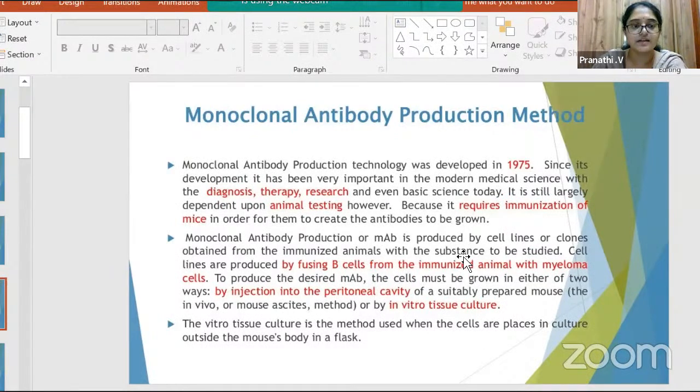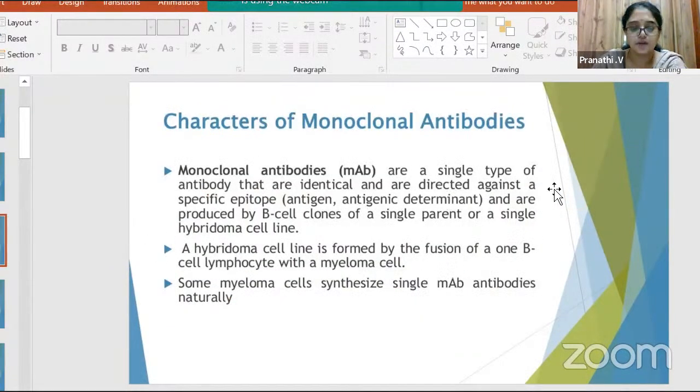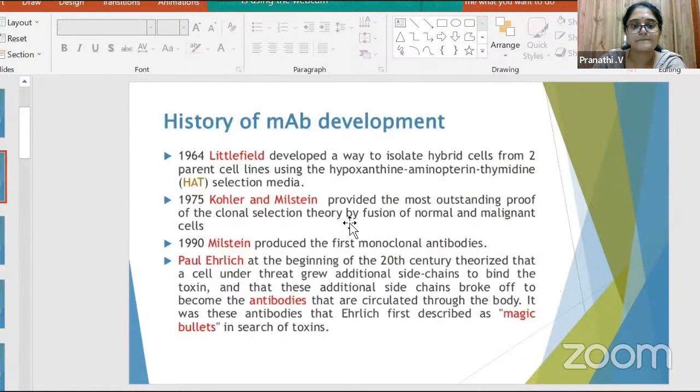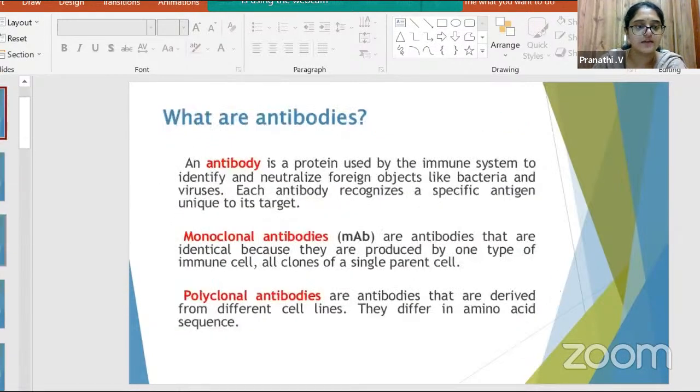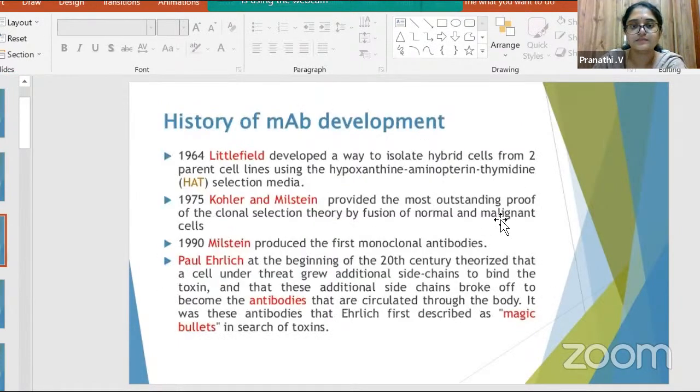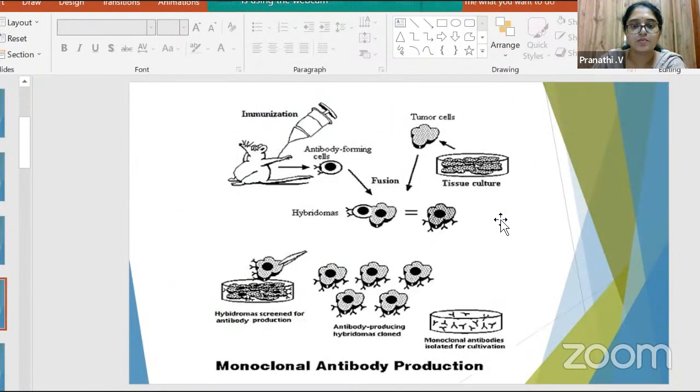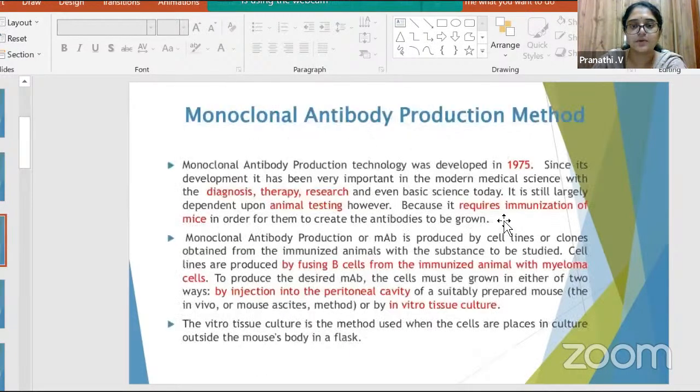The production method is given here. The establishment involves a few steps: immunization, cell fusion, selection of hybridomas, then culture of the hybridoma cells, inoculation into a suitable host, followed by extraction and purification of the monoclonal antibodies. So this is the basic history that has been given about it. We have seen these. The production method, we will come to it.